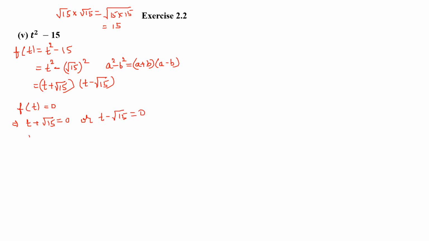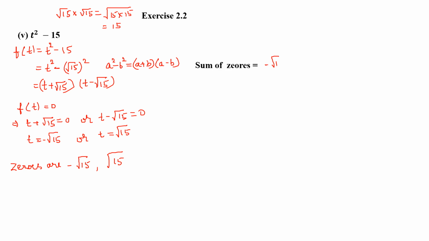So from here I will get the value of t as minus of root 15 or t as plus of root 15. So my zeros are minus of root of 15 and plus of root of 15. So these are my two zeros. Now let's verify the relation. So sum of the zeros will be equal to minus of root 15 plus root 15, which will give me the value as 0, isn't it?